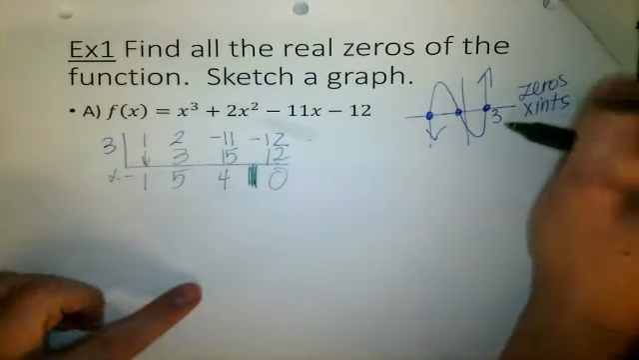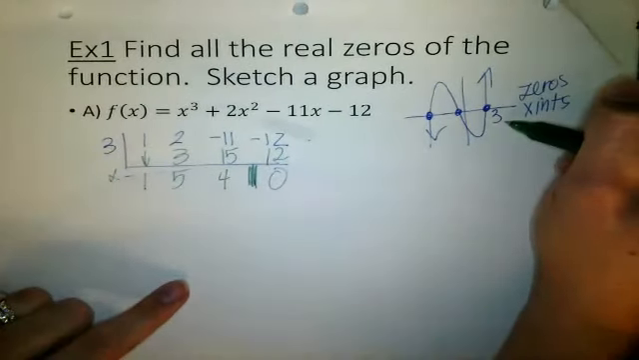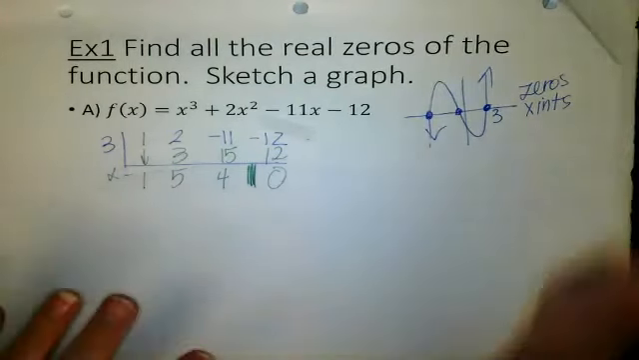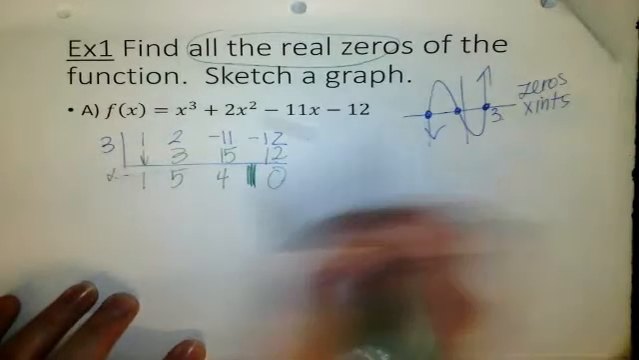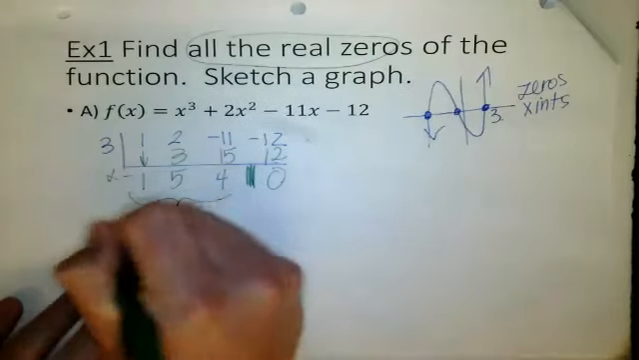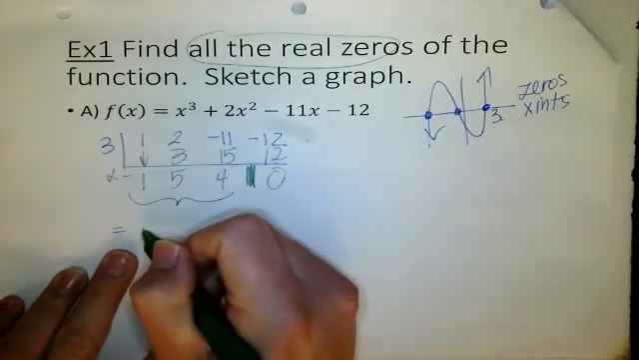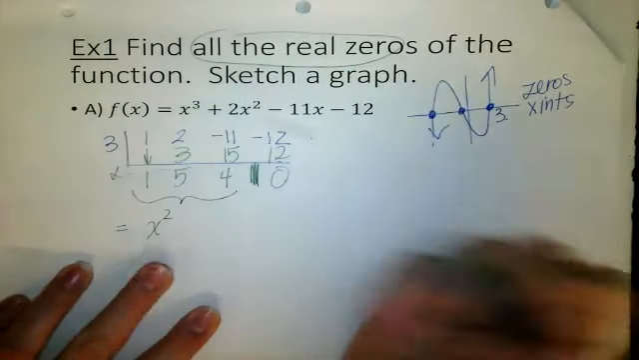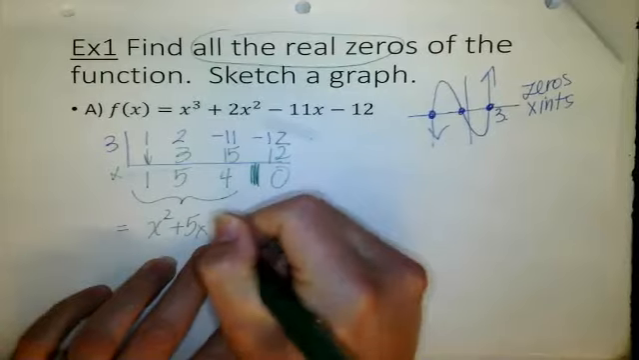Ladies and gentlemen, if you use a zero, then your remainder should always be 0. If you didn't get 0, it didn't work. You made a mistake, or you chose a bad intercept. Okay? Now what we need to do is actually find all the real zeros. We found 1 just now. This is my quotient. 154 doesn't have any meaning. What is it as a polynomial? What does it transform back into? 1x squared plus 5x plus 4.